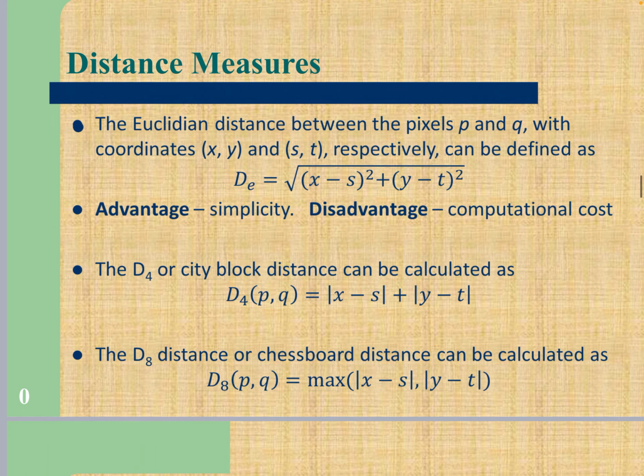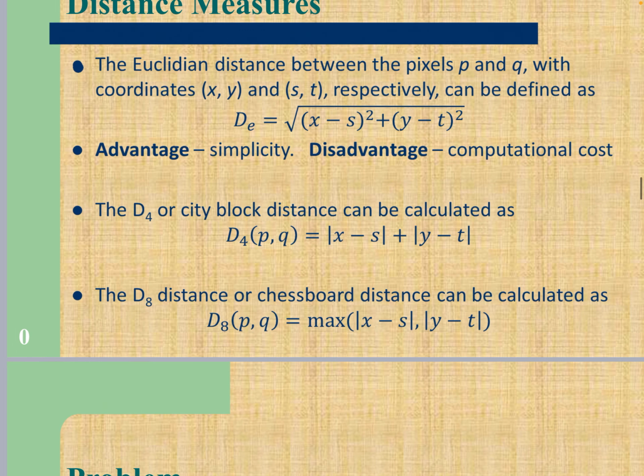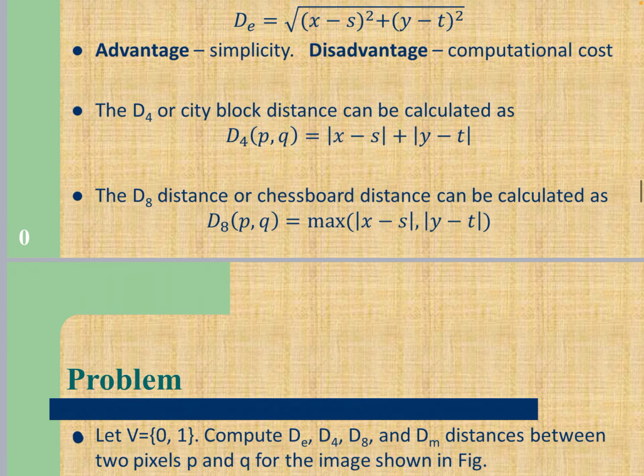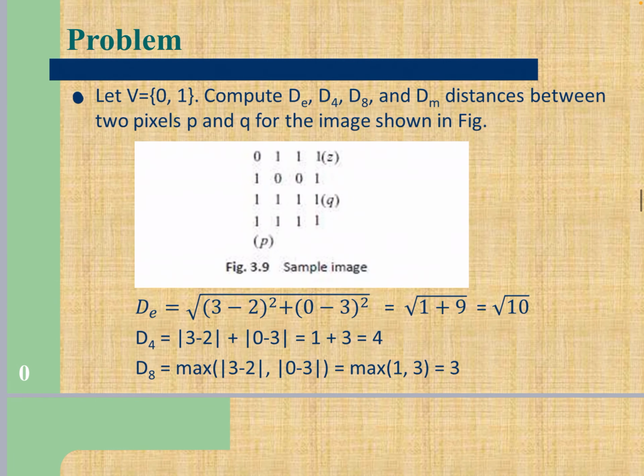Distance measures can be given with respect to the Euclidean distance, represented by dE equal to the square root of (x minus s) squared plus (y minus t) squared. The advantage is simplicity, and the disadvantage is the computational cost. To overcome that, we go for D4, which you can call the city block distance, calculated by using the formula. The D8 distance is also called the chessboard distance, and it is calculated by using D8 of P, Q as given here.